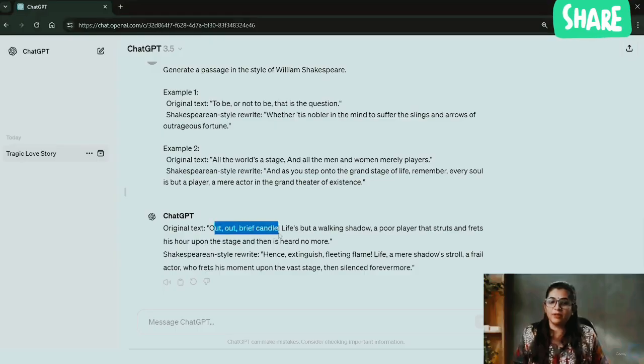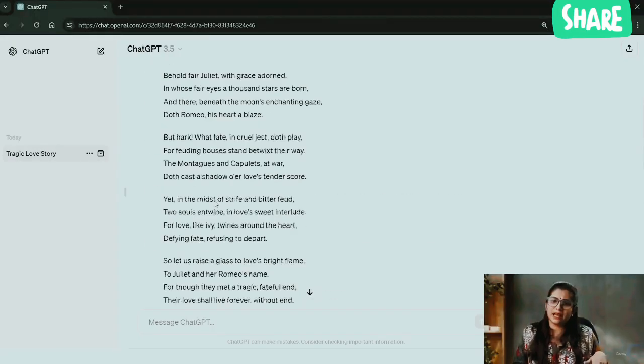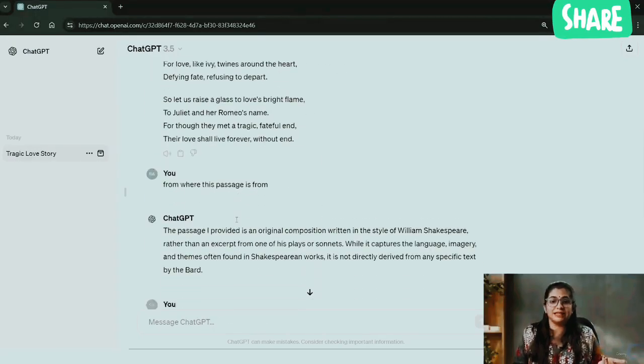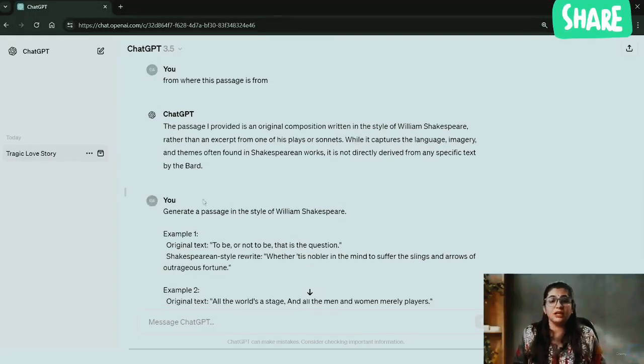It has given an example: Out, out, brief candle! Life's but a walking shadow, a poor player that struts and frets his hour upon the stage and then is heard no more, right? And Shakespearean style for this. So this is an example of zero shot and this is an example of few shot, right?